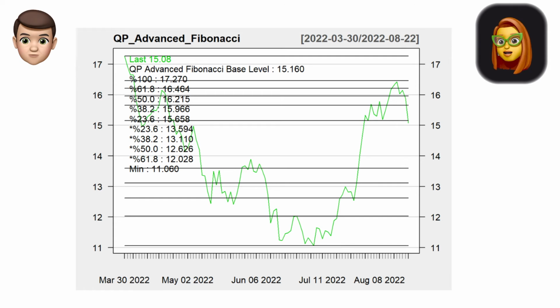Lisa? Yes, David. With your permission, I would like to thank our team for bringing this wonderful tool to the financial literature. It's truly an excellent scale that will cause traders to reconsider classic support and resistance points.